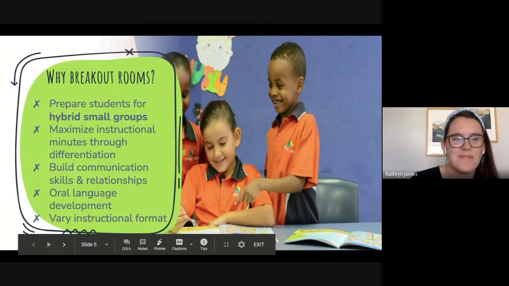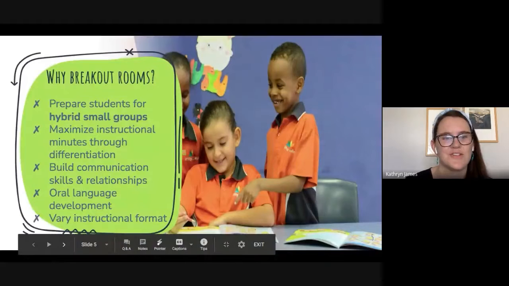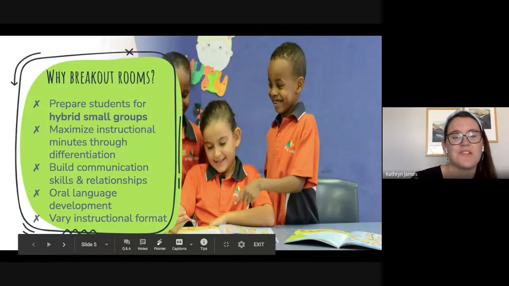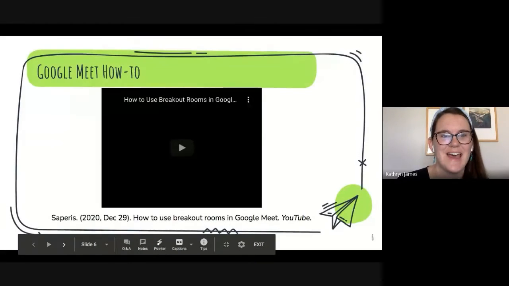And this last one is really important. It varies the instructional format. Sitting in front of a computer all day with that as your only instructional format can be very frustrating to a student, and also they'll lose their interest. So having different ways to vary that instructional format is really critical.